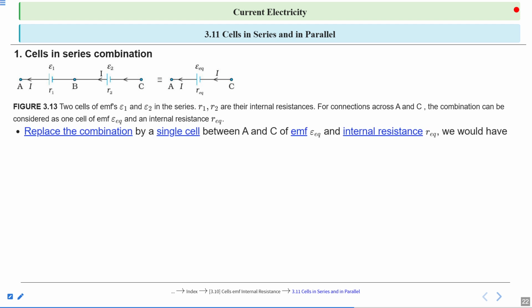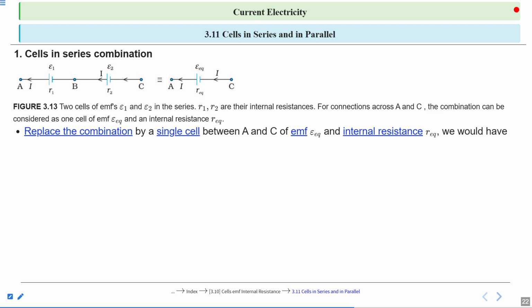So replace the combination by a single cell. Now you can see in the diagram also they have replaced the combination in the form of a single cell of EMF epsilon equivalent and internal resistance R equivalent. So replace the combination by a single cell between A and C of EMF epsilon equivalent and internal resistance R equivalent.